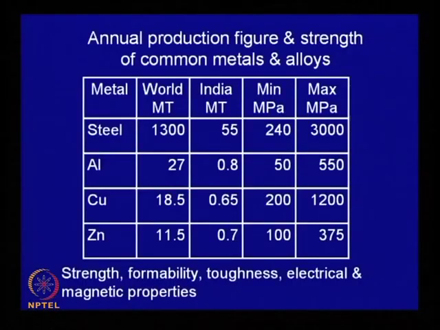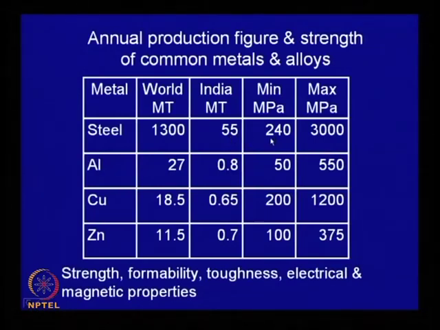It may be a good idea to have some knowledge about annual production figures and some of the properties of a few common metals and alloys, which is listed here. Steel is possibly the most widely used material of construction. About 1.3 billion metric tons of steel is produced in a year, and India stands 5th in the world in terms of production, with a current production figure of around 55 million tons.